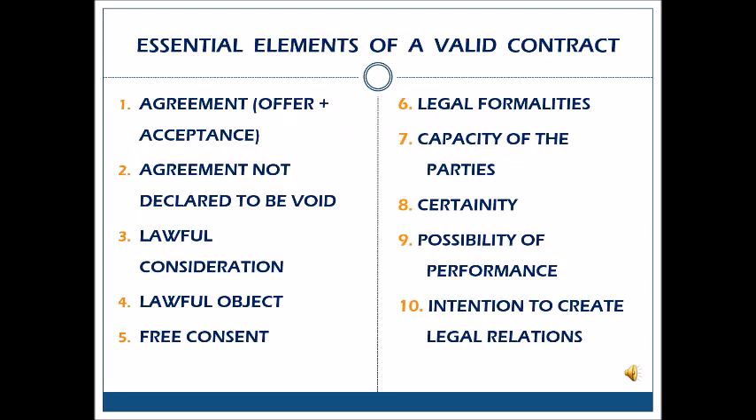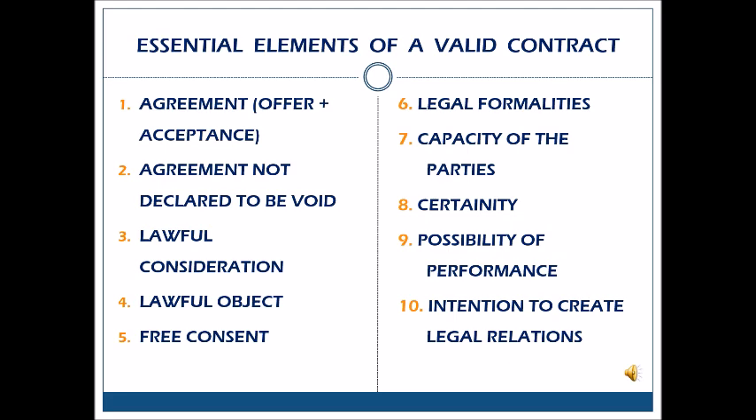Now let us understand certain essential elements of a valid contract. Without these elements or characteristics, a contract shall not be accepted as a valid contract. The first point is agreement, that is offer plus acceptance. As I said earlier, when one party makes an offer to the second party and the second party accepts the offer made by the first party, then it is called an agreement.